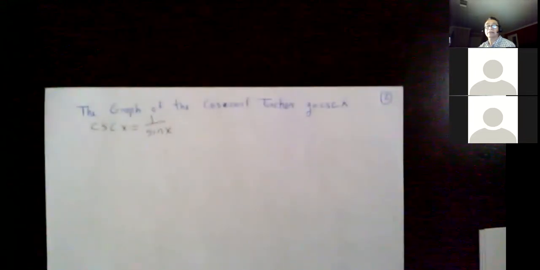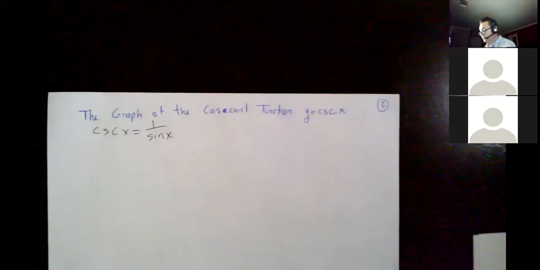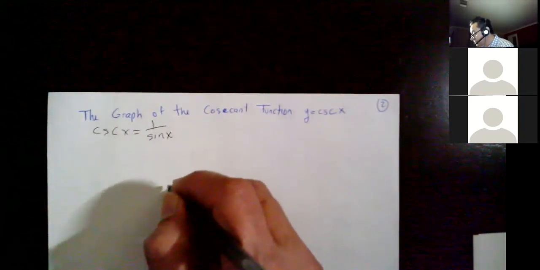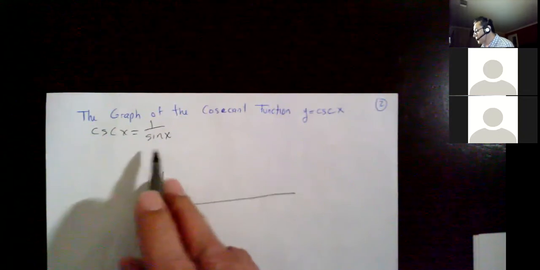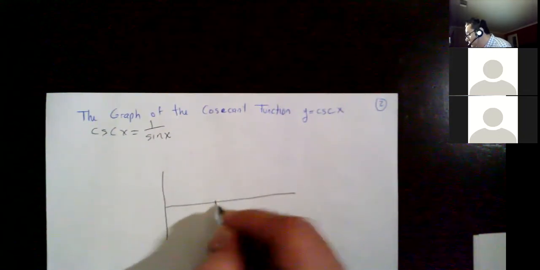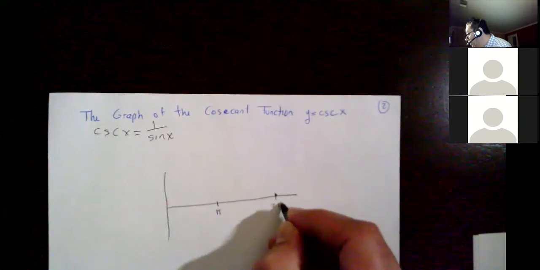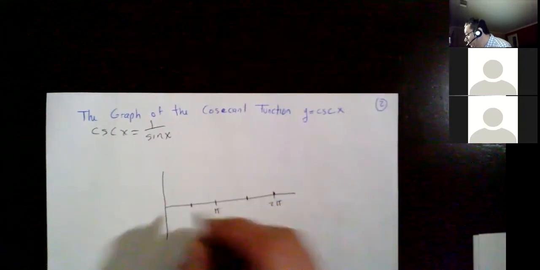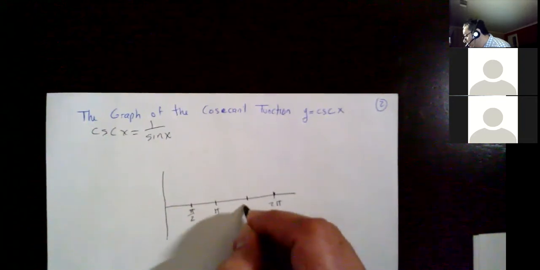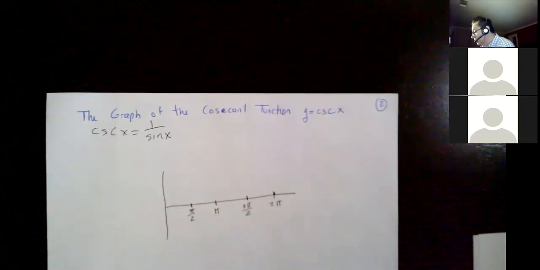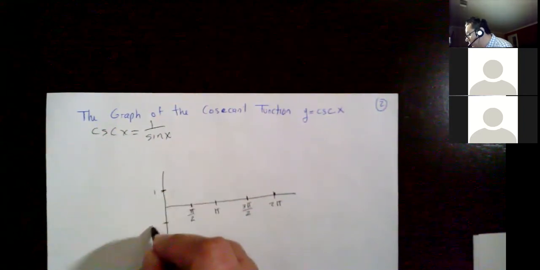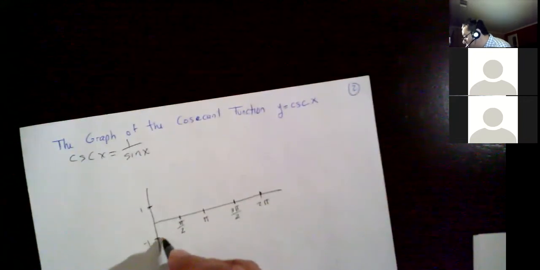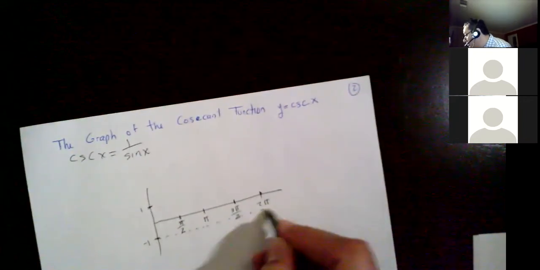So let's start by graphing the sine of x. I know for the sine of x, the period is 2 pi, right? So this is pi and 2 pi. This is pi over 2, and this is 3 pi over 2. I know the amplitude is 1, so 1 and negative 1. Let me draw these lines as guides.